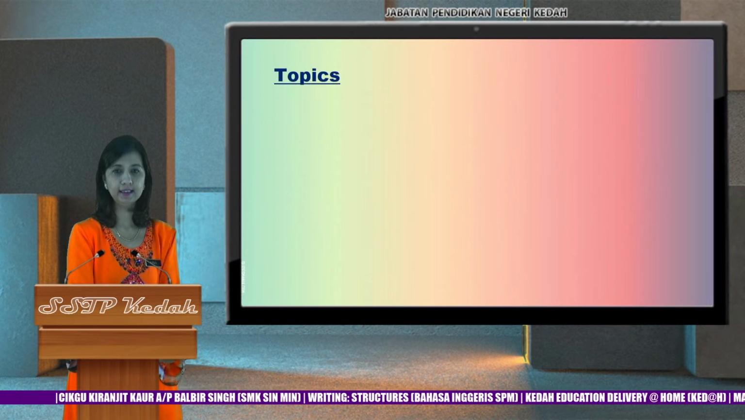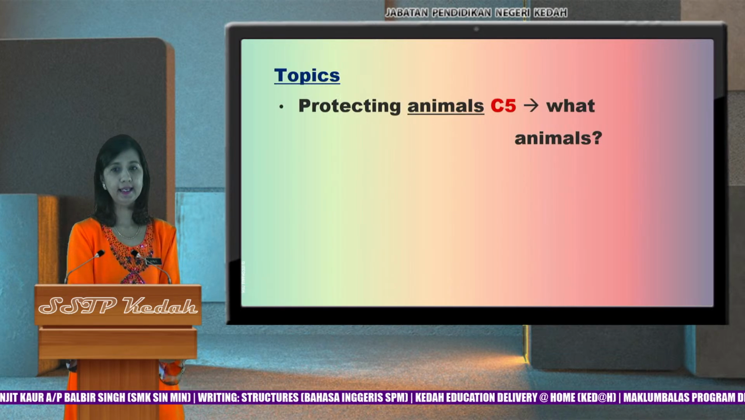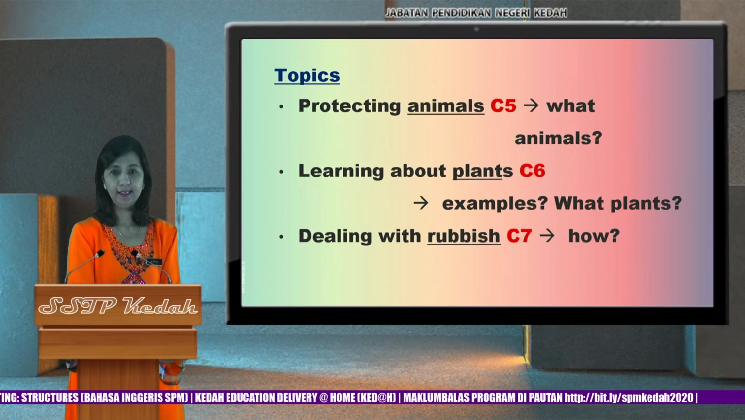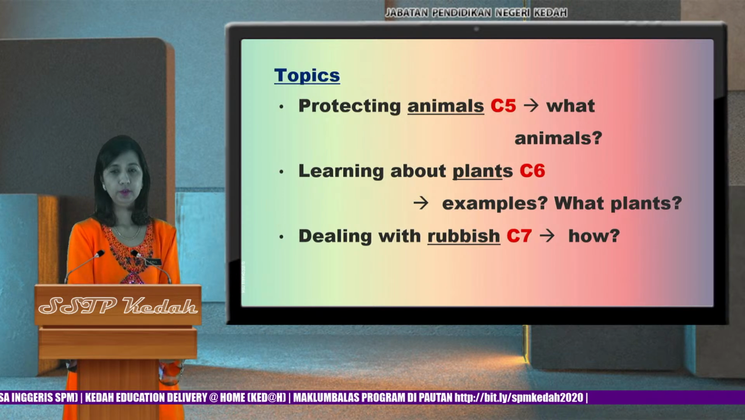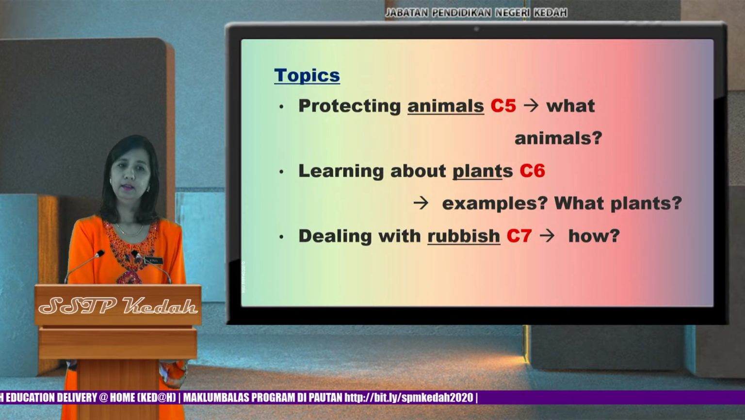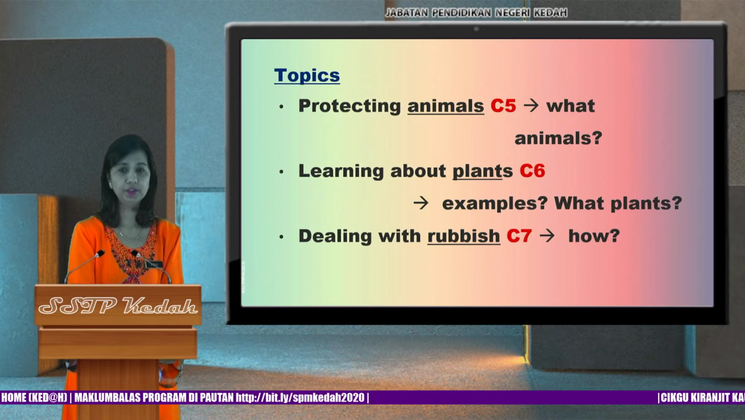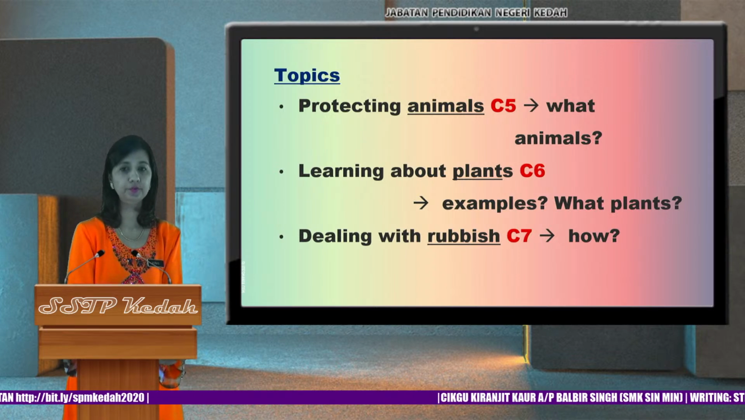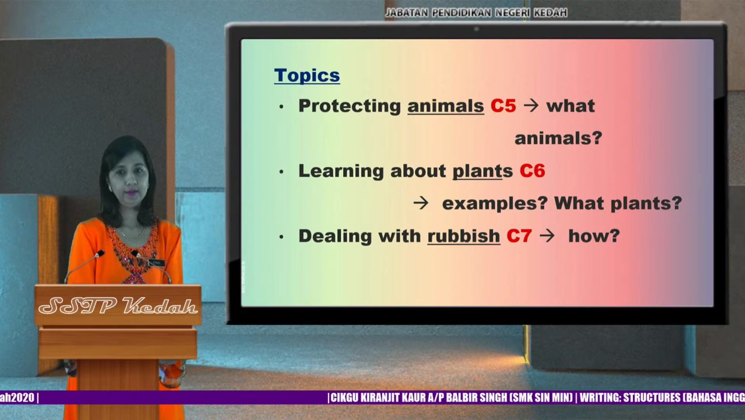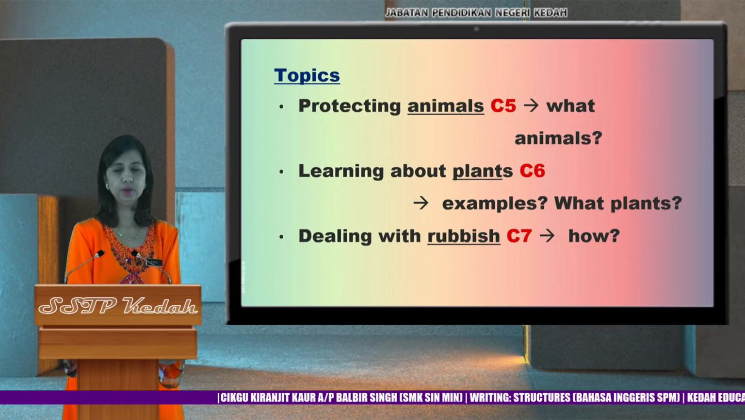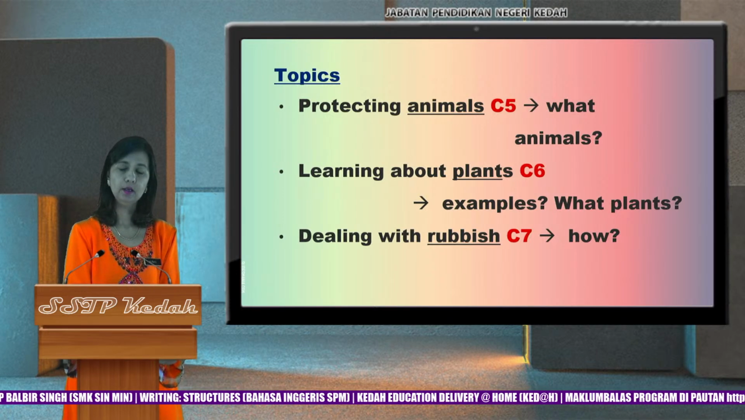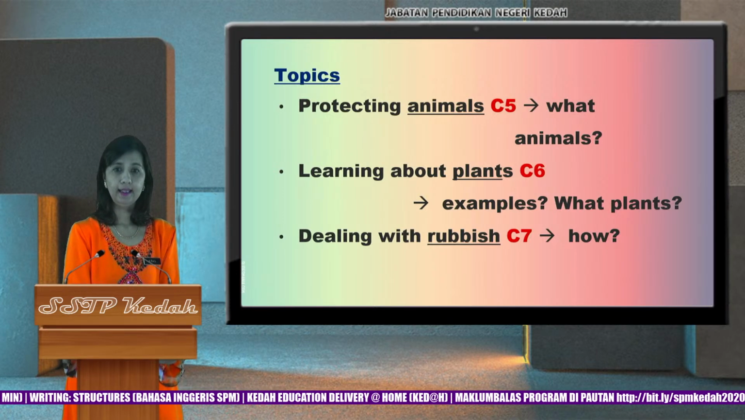Now let's go on to the other content points on topics. Protecting animals, content 5. Learning about plants, content 6. And dealing with rubbish, content number 7. So write down some ideas, because you need to plan, students. You really need to plan before you write. Don't be in a hurry to answer and then you forget some important points. I'm sure you all have a lot of ideas, so take about 2 minutes to do some planning. That will really help you with the flow of your essay. So protecting animals, what kind of animals? And learning about plants.